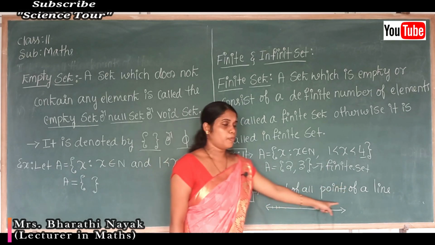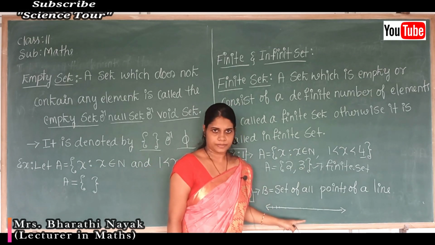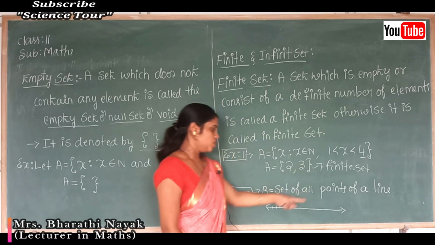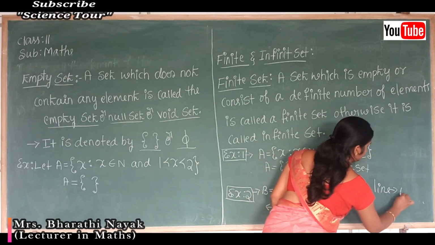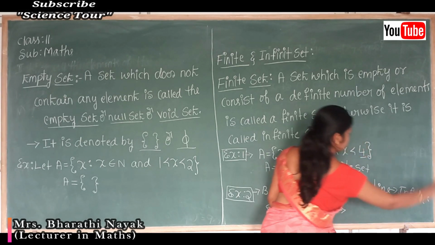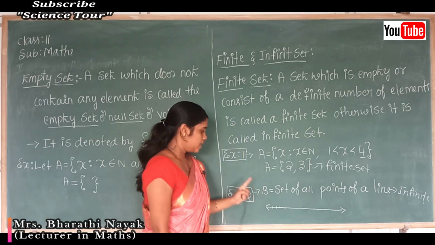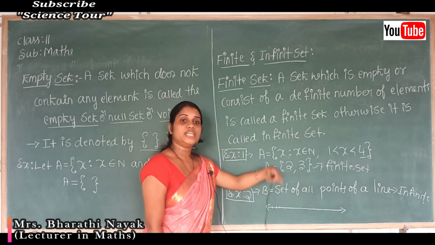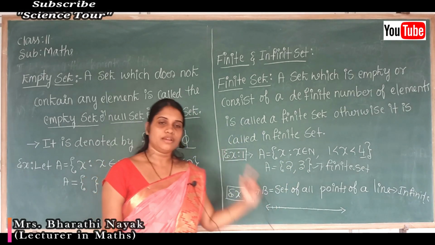Okay, the points on this line, it is infinite. So therefore this given example 2 is an example for infinite set. Okay, so example 1 is an example for finite set, example 2 is an example for infinite set. Okay, so this is about finite set and infinite set.